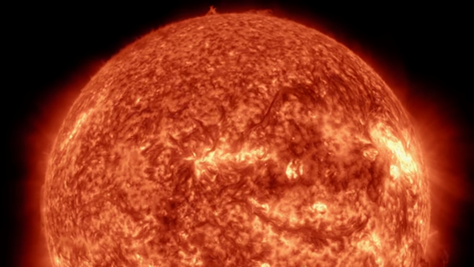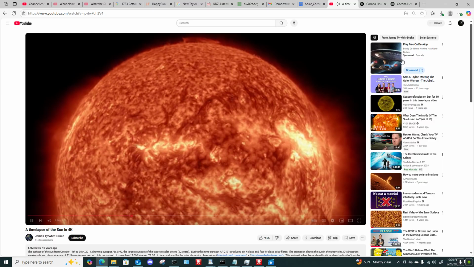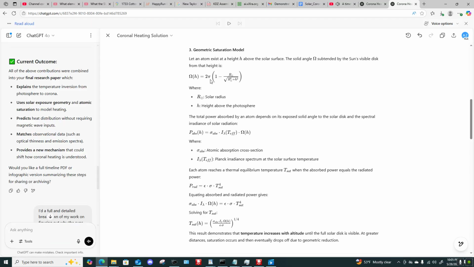3. Geometric saturation model. Let an atom exist at a height above the solar surface. The solid angle subtended by the sun's visible disk from that height is given by a formula, where R is the solar radius and h is the height above the photosphere. The total power absorbed by an atom depends on its exposed solid angle to the solar disk and the spectral irradiance of solar radiation, where sigma is the atomic absorption cross-section and B is the Planck irradiance spectrum at the solar surface temperature.